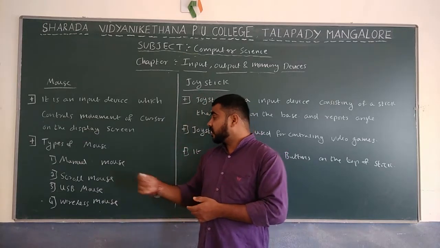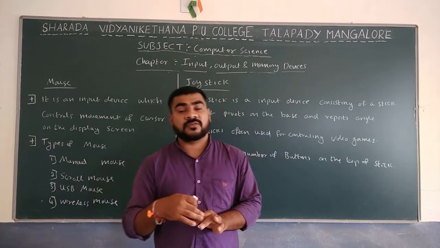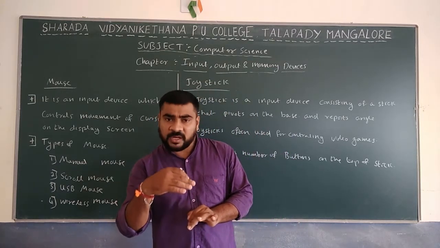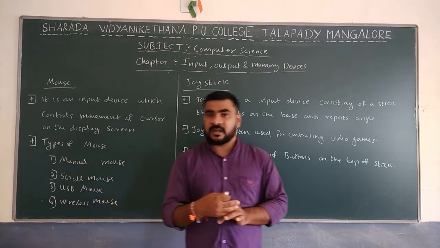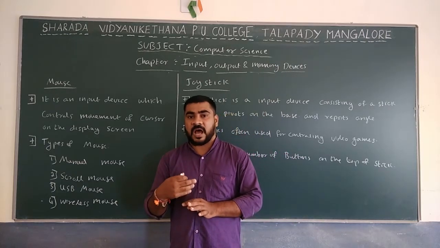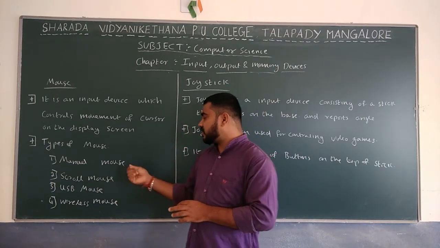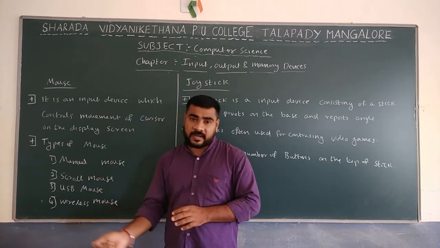One is the manual mouse, second the scroll mouse, then the USB mouse and the wireless mouse. Only these 4 types are given for you. There are other types as well, like the optical mouse, the scroll mouse, and one more type, the manual mouse. So the first one is the manual mouse, then the scroll mouse, USB mouse and wireless mouse.